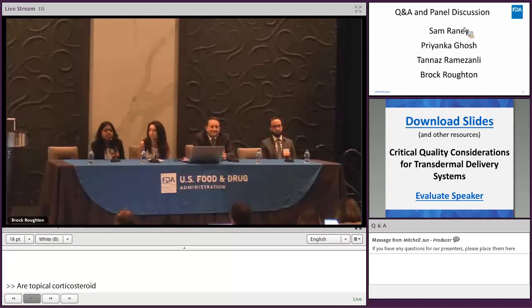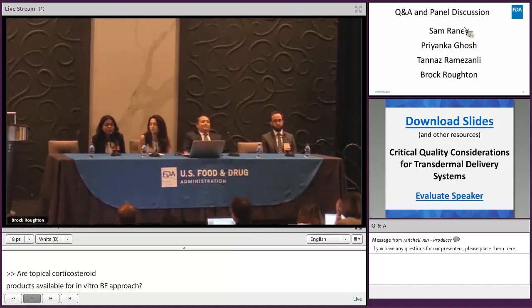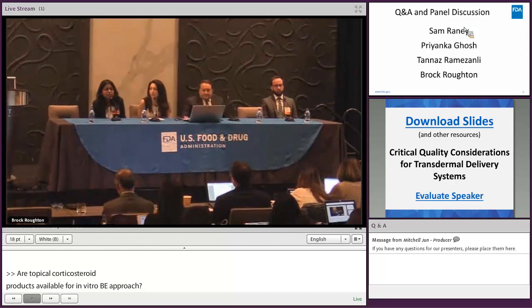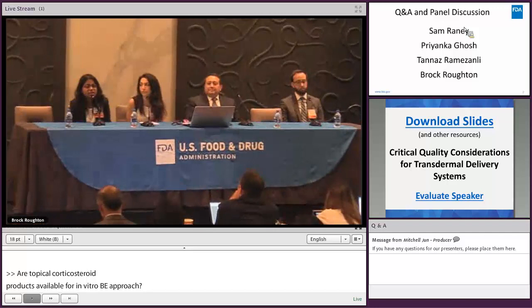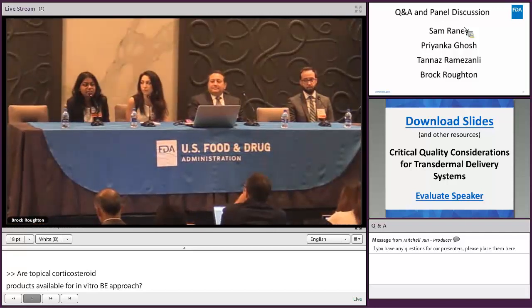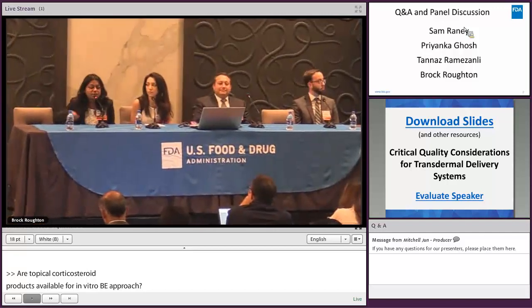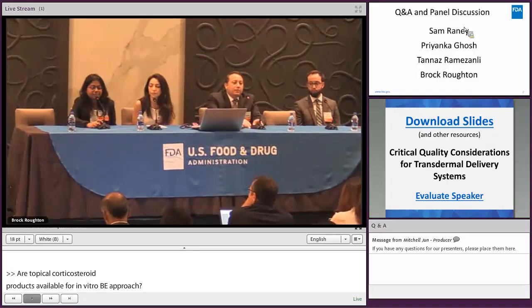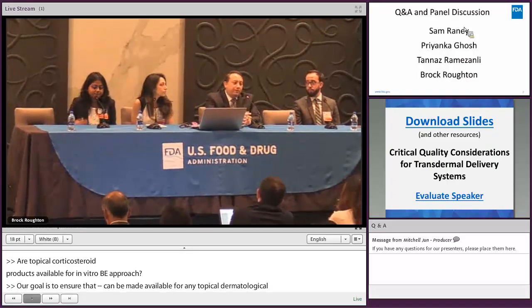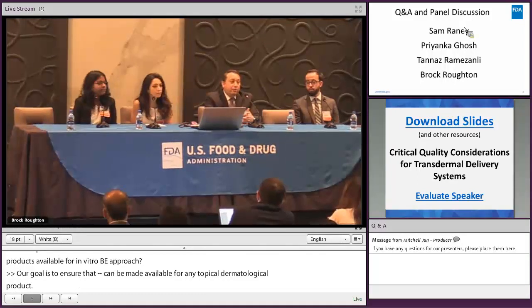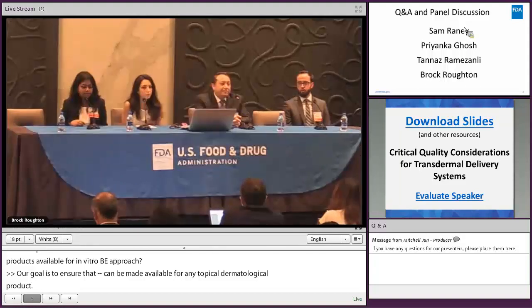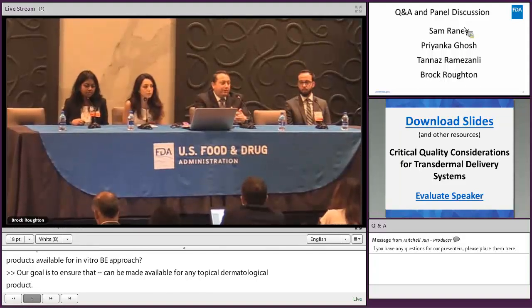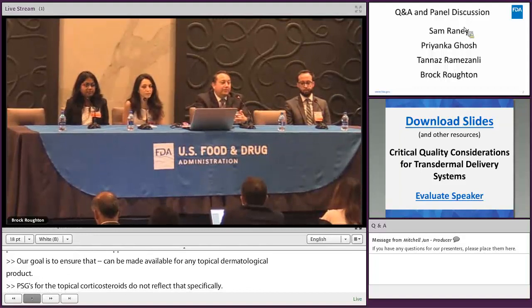So our goal is to ensure that characterization-based approaches can be made available for any topical dermatological product. Depending on the specific corticosteroid product, yes, a characterization approach is feasible. The PSGs for the topical corticosteroids don't reflect that specifically, but yes, the characterization-based approach. Topical corticosteroids are not somehow special in that way compared to others. So the short answer would be yes.